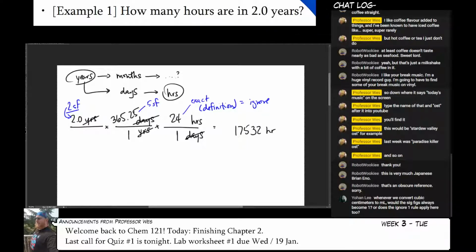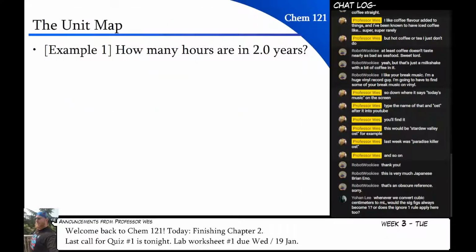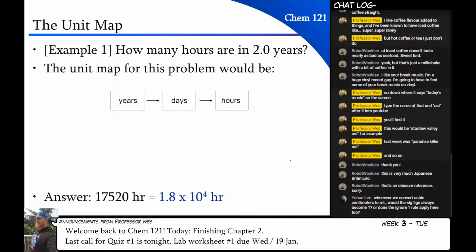So the smallest number of sig figs is going to be 2 sig figs. And so in 2.0 years, there would be, to 2 sig figs, 18,000 hours. All right. So my problem shows that right there. There's our map.